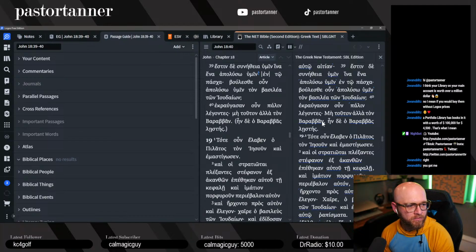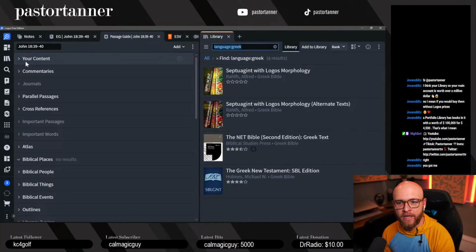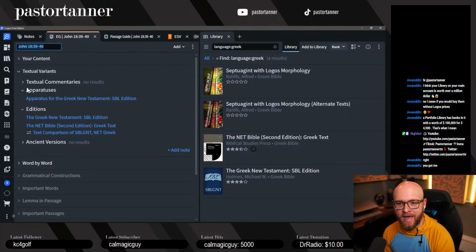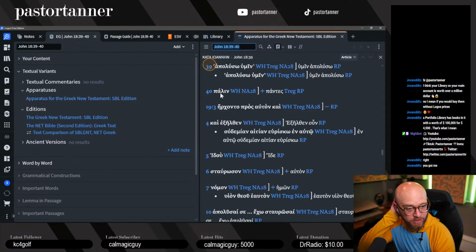And yeah. This one shows this parenthetically in the NET. But other than that, they look very similar to each other. So good. We're good on our Greek referencing. And then let's just check, since we have it, let's check the apparatus for the SBL.